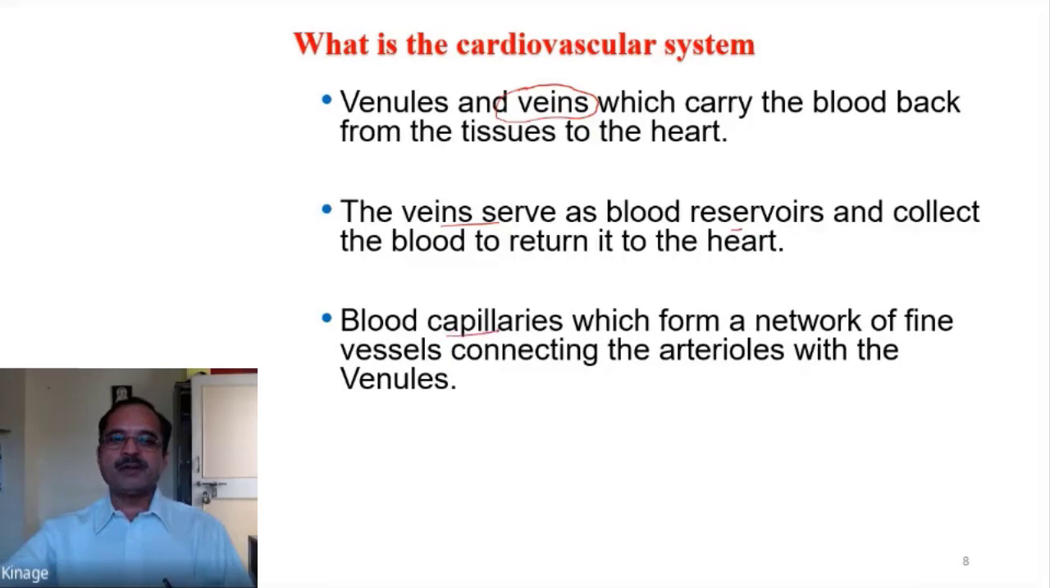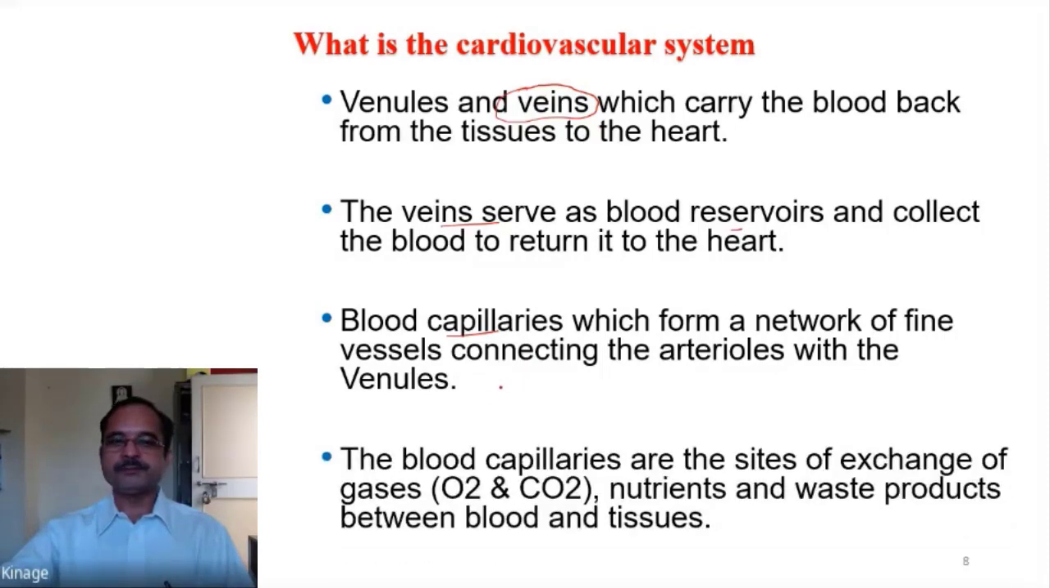As we have seen earlier, the blood capillaries form a network of fine vessels connecting the arterioles with the venules. The blood capillaries are the sites of exchange of gases. So in blood capillaries, the exchange of carbon dioxide and oxygen takes place, as well as nutrients and waste products between the blood and the tissues. Nutrients are absorbed from the capillaries, and the waste products are transferred from the capillaries to the veins.